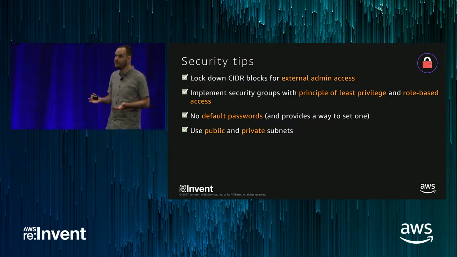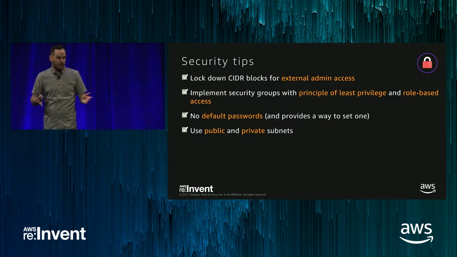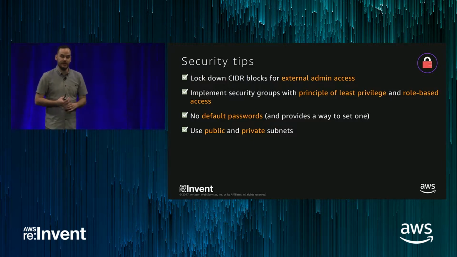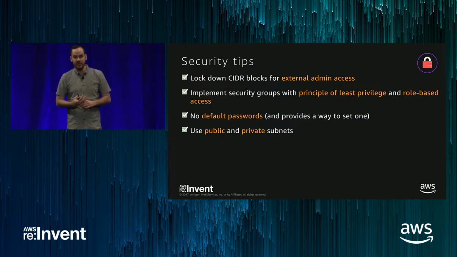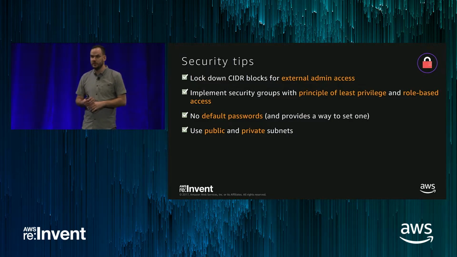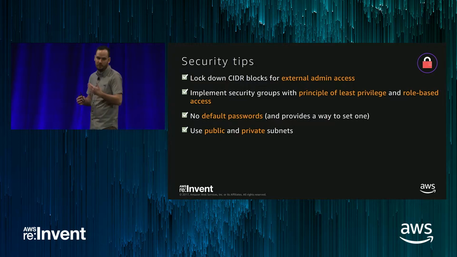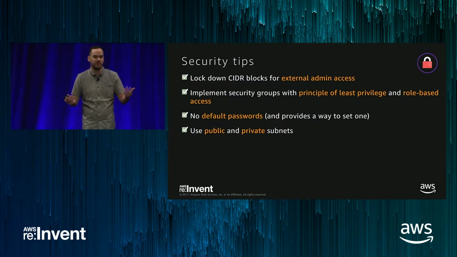Use public and private subnets. If you're not familiar with public and private subnets, public subnets have direct connectivity from the internet via the internet gateway that's attached to the VPC, while private subnets have no direct access. So this is where you put more sensitive workloads, like databases. You put them in the private subnets. In public subnets, you would put things like load balancers or your web servers.